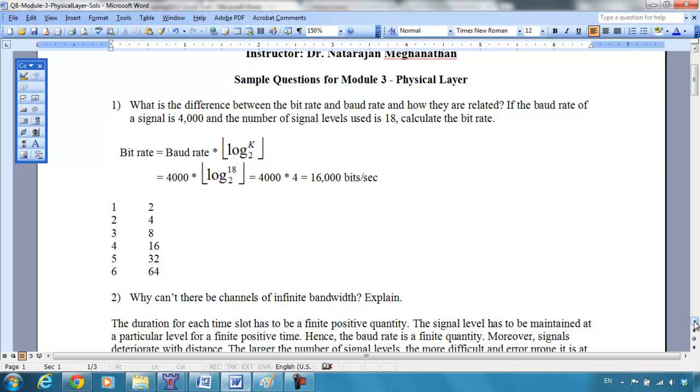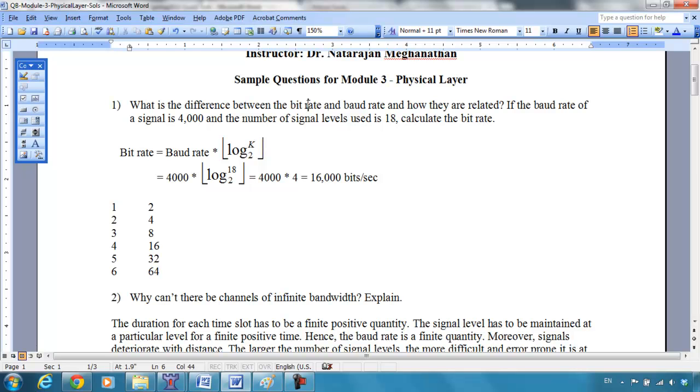So the first question is, what is the difference between the bit rate and baud rate and how they are related? If the baud rate of a signal is 4,000 and the number of signal levels is 18, what is the bit rate? Okay, so this is the formula. Bit rate equals baud rate times log k to the base 2.